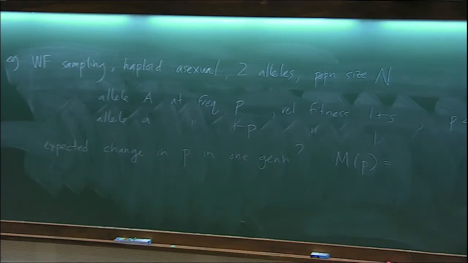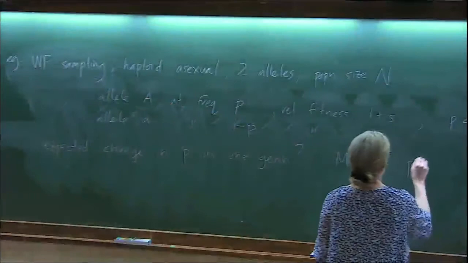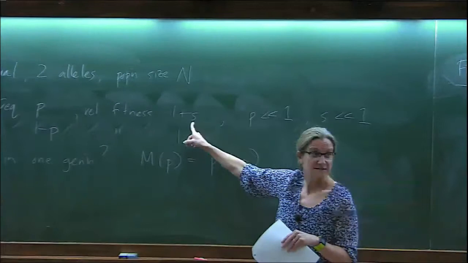It's 0 if p is 1 and 0 if p is 0. And it's going to kind of go up and over in the middle. Yeah, yep, exactly. There's a p times 1 minus p. And then we're looking at the beneficial allele. So there's also an s in there.